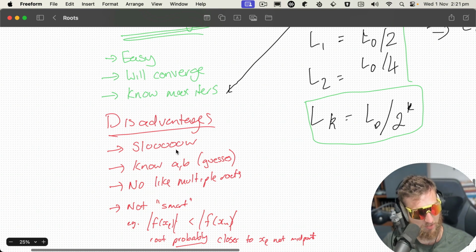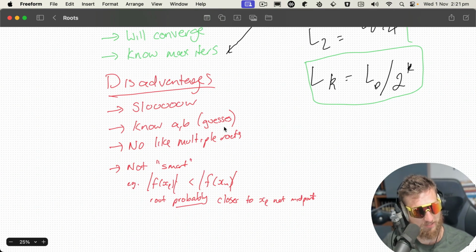Disadvantages, it's slow. You have to know A and B, your initial guesses. You can programmatically search for them, like make A 0 and B 0.1 and increment B until you actually bracket the root. But in some sense, you have to be able to find A and B so that they bracket. It does not handle multiple roots. It's not smart.